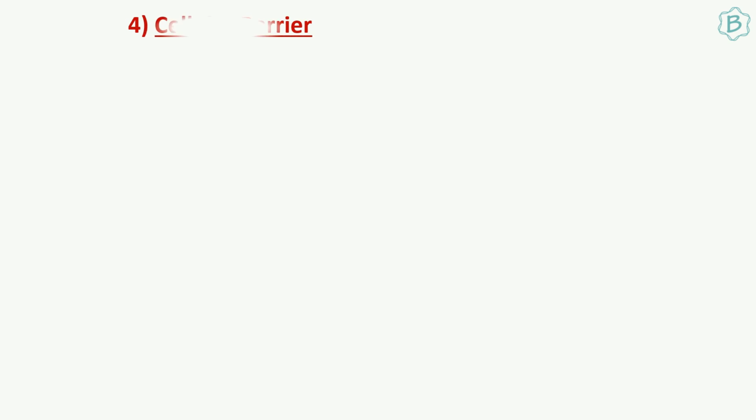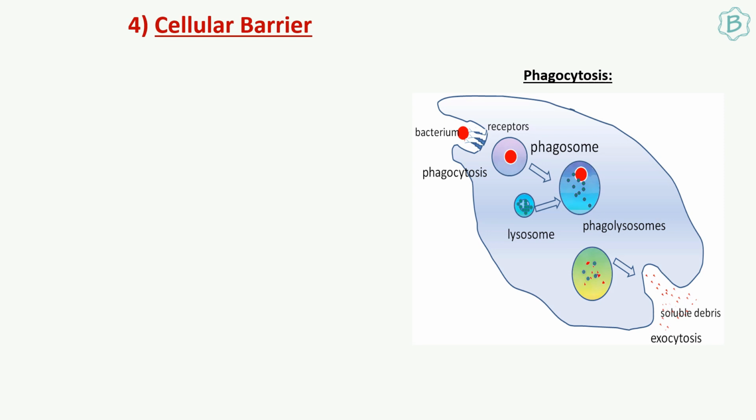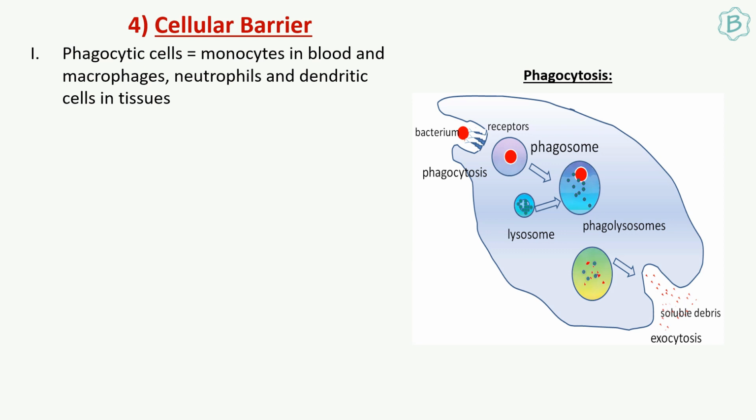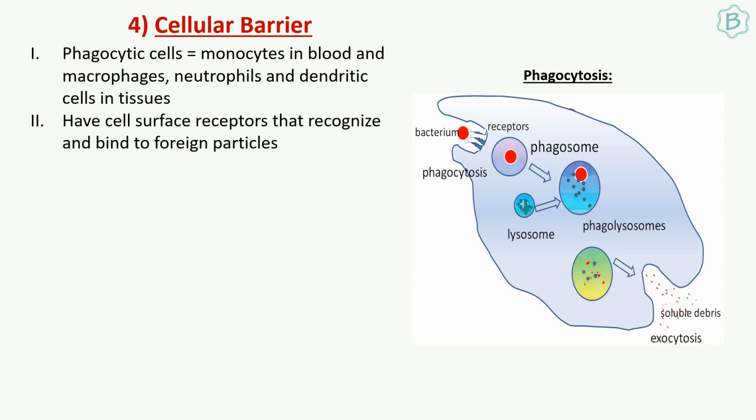So now we will be talking about the fourth type of barrier, which is the cellular barrier that serves as the second line of defense as well. With the help of this diagram, I will explain how the process of phagocytosis works. The first thing you should know is that the phagocytic cells present in the body are monocytes in blood, and in tissues there are macrophages, neutrophils and dendritic cells. These phagocytic cells express specific receptors on their surfaces that will uniquely bind to complementary foreign particles, like the bacterium in this case.